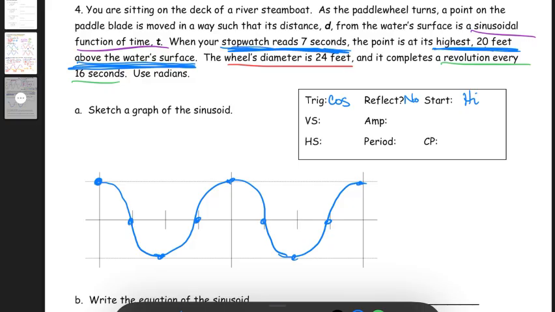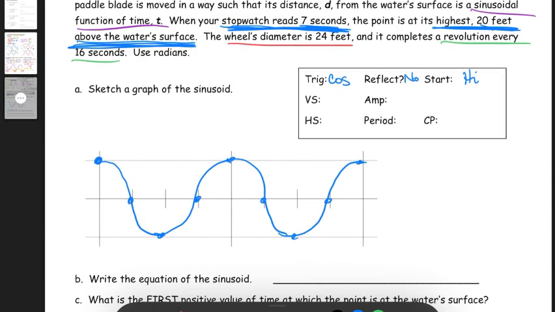Okay, it gives us 7 seconds. That's a time. It gives us 20 feet above the water's surface. So that means this cycle starts at 7 seconds and the point is 20 feet above the ground. So that gives us the coordinates of our starting point. Now, the other information that we need to use here is the diameter. The wheel's diameter all the way across it is 24 feet.